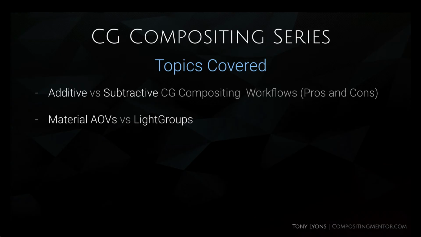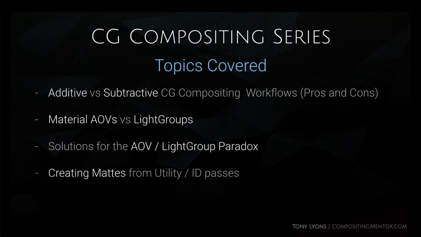I will explain the difference between material AOVs and light groups and how to work with both seamlessly for our maximum compositing flexibility. This includes an elegant solution to the infamous AOV light group paradox. I will cover the importance of making mattes and alphas to help us isolate and automate our CG manipulation. We will go over some common utility passes and IDs and show how to do some cool things with them.